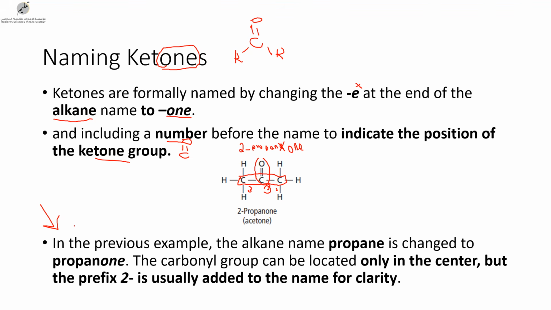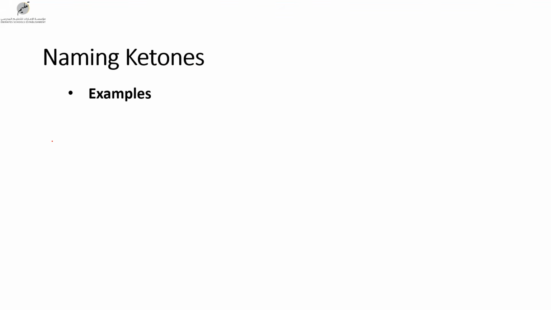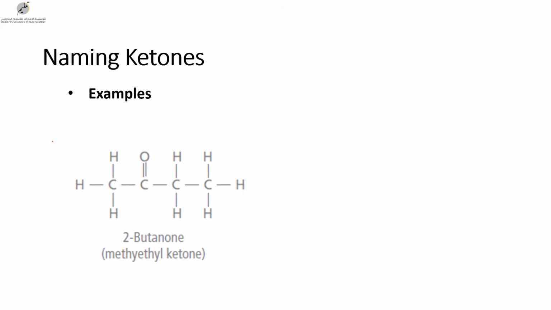And this is what is mentioned here. You can stop the video and read it. What are some examples of ketones? You have 2-butanone. Again, you have 4 carbons here, so it will be butane. Remove the E and put one, and then indicate the location of the carbonyl group, which is 2. We can also call it methyl ethyl ketone.